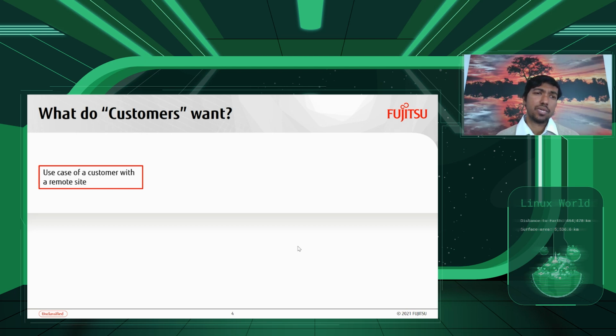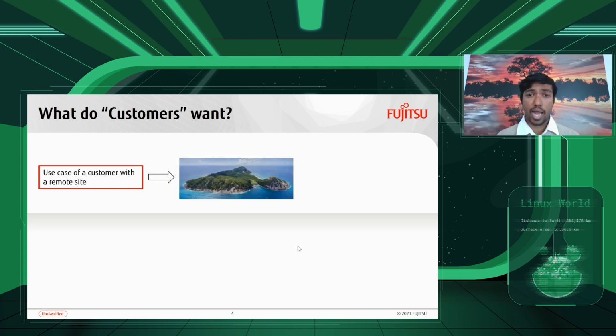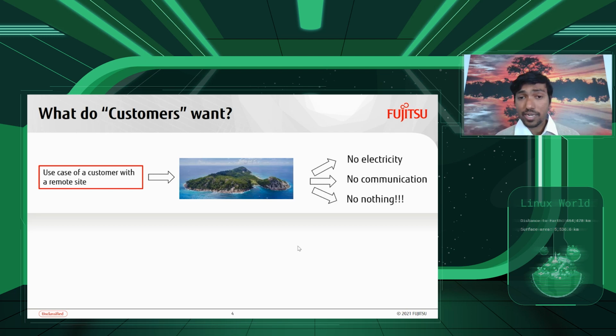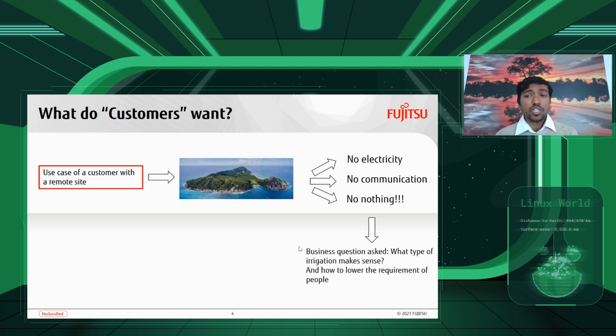So let's take a use case here to understand what it is that customers really want. In this particular case, let's consider a remote site, maybe something like a remote island way out there. And on this island, we have no electricity, no communication, no nothing. Now, the business question to ask here is, what is the type of irrigation that the customer needs to do to maximize his yield? And in this effort, he might be looking to lower his work for the workforce and at the same time maximize his use of technology.